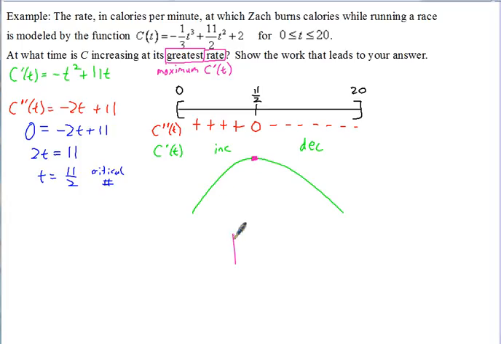And so what time? That is the time. So it would be at t equals 11 over 2. The units would be, let's see, minutes. And that concludes the notes for AP Calculus on the topic of increasing and decreasing rates in real-world applications.